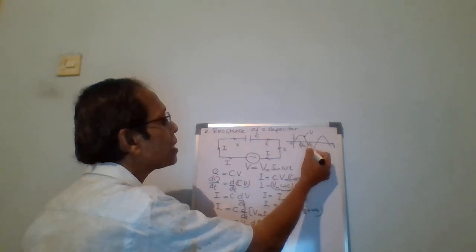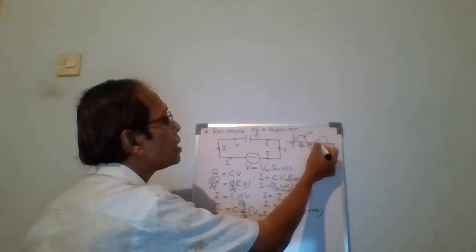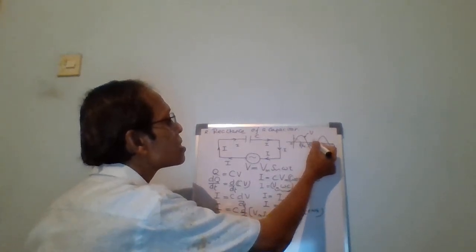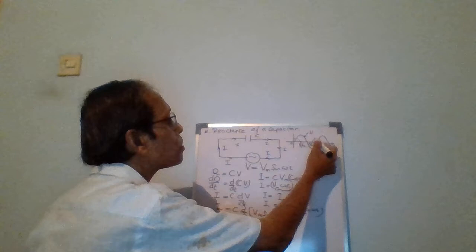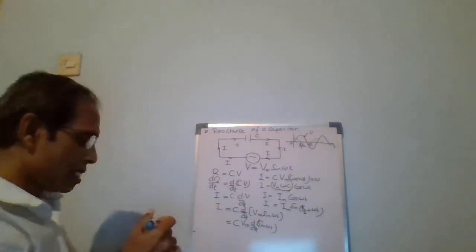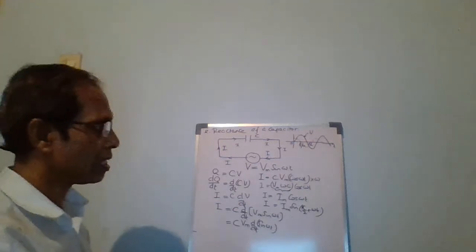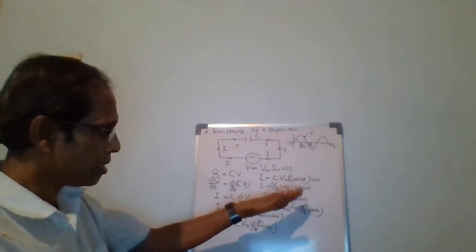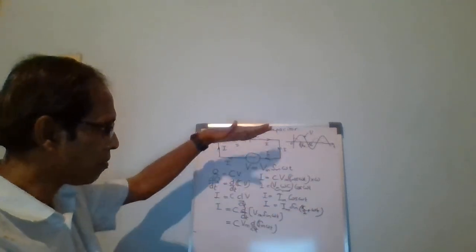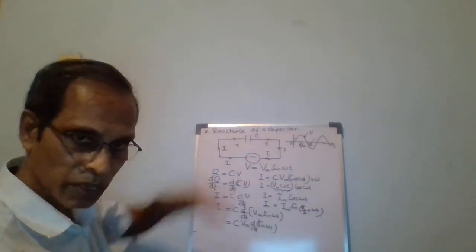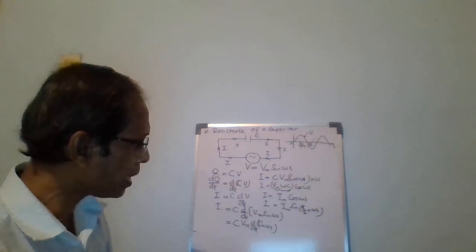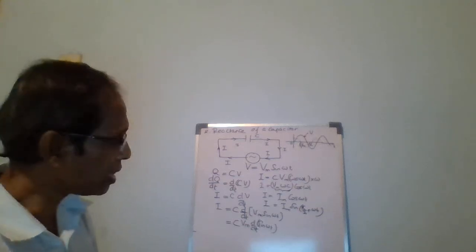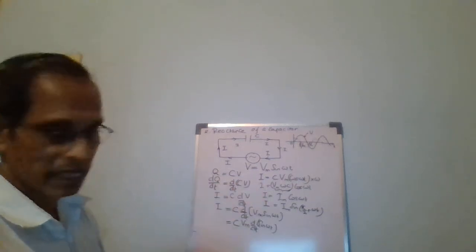You get maximum here, then 0 here, maximum here, 0 here. That is actually this V voltage value is always pi divided by 2 angle behind from the current.